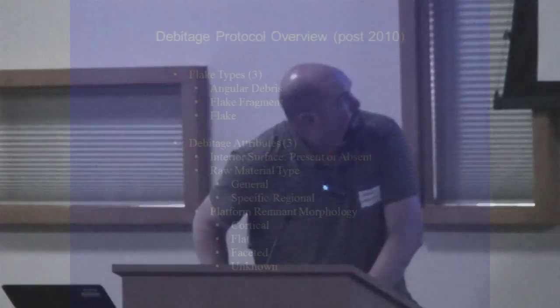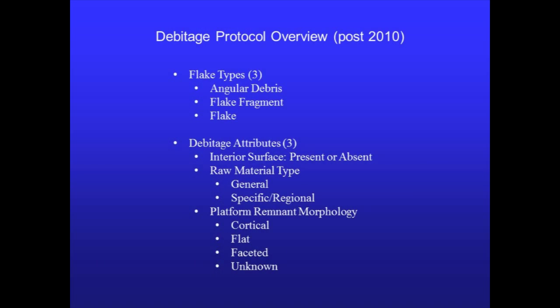So this is our current system. It's much simpler. It has only 3 debitage categories and only 3 basic attributes. This is the base level of analysis that we do for all the debitage that comes through the lab, whether it's survey, data recovery, whatever. It's much simpler and it's easily expandable if necessary.